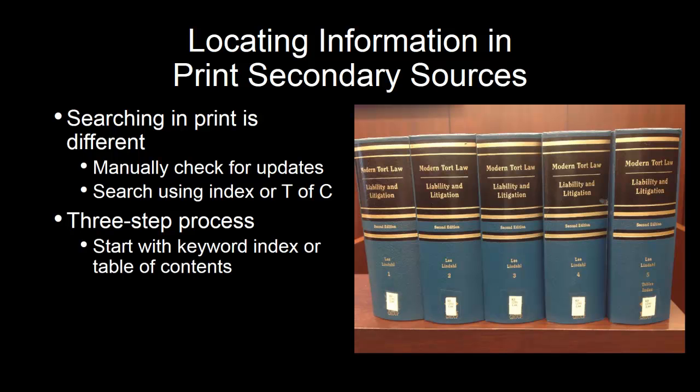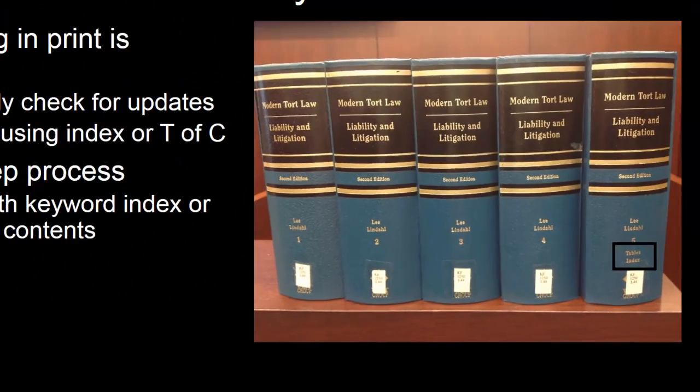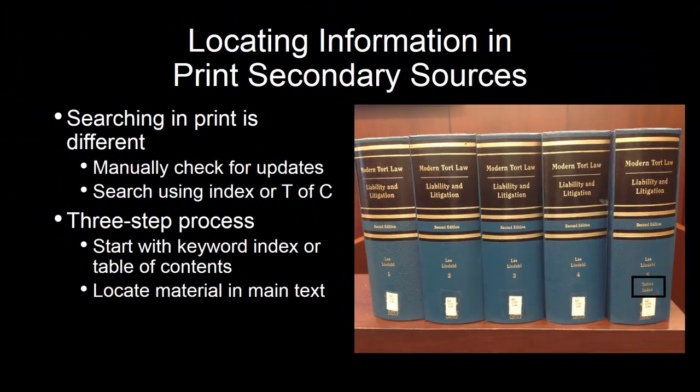First, having identified relevant search terms or keywords, look those up in the resource's keyword index. A keyword index is usually located at the end of a book, treatise, or set of books, if the secondary source is an encyclopedia or a multi-volume treatise. For example, over on the right is a picture of the 5-volume treatise Modern Tort Law. Per usual, the index to the whole set is located at the end. Second, using the reference in step 1, locate the relevant material in the main text of the source.